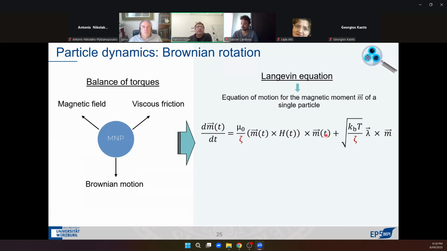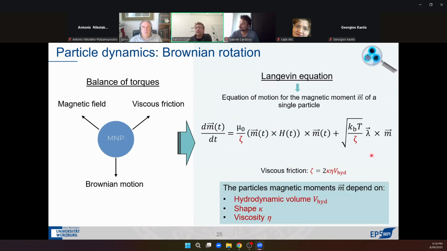So we can try to simulate this. We are starting different projects here in Würzburg to do that. In the first step, just by simulating the Brownian rotation. And you can see it's actually quite simple. We have two terms, the deterministic part and also the stochastic part. And then you can simulate or emulate the same or similar effects. And so it's a good way to get a deeper understanding of the signal generation in MPI.